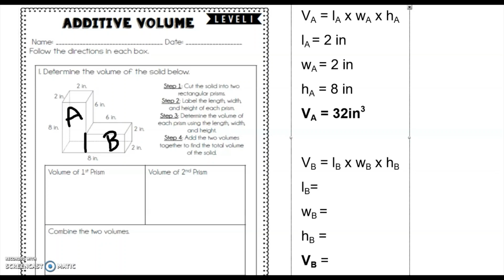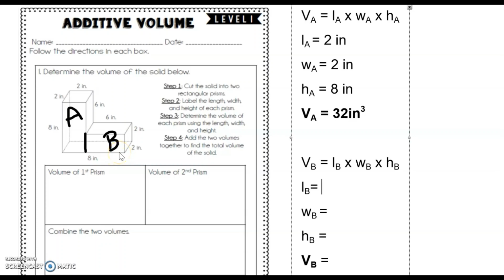Now I need to do the same thing for prism B. With prism B, I have to be a little bit careful because I've taken this shape and cut it. So I don't need this entire length here. I just need to take part of it. So what I have to do is look around my figure and see if there is another part that shows me where my length is.